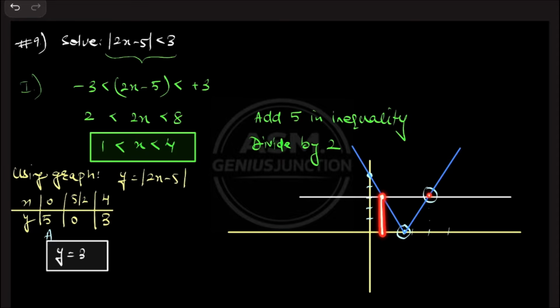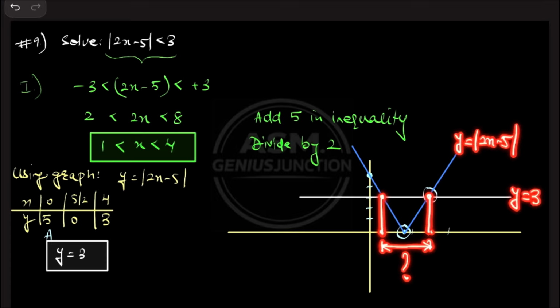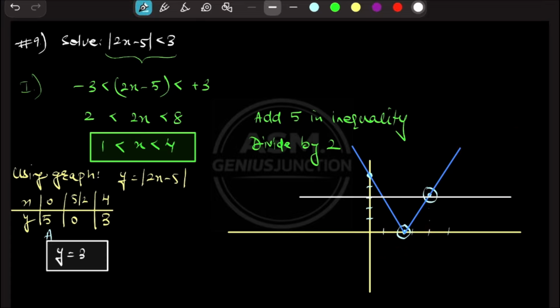From this point to this point is my solution region. Why am I saying this? Because between these two values, the graph of y = |2x − 5| is below the graph of y = 3, right? And since we have solved this question in part 1, we can say that these values are going to be 1 and 4. Okay, so the value of x is 1 and the value of x is 4 for the given question. I can say from the graphical solution, x lies between 1 and 4.